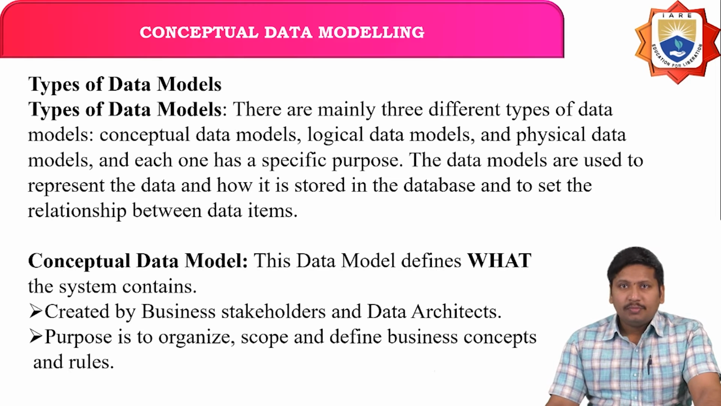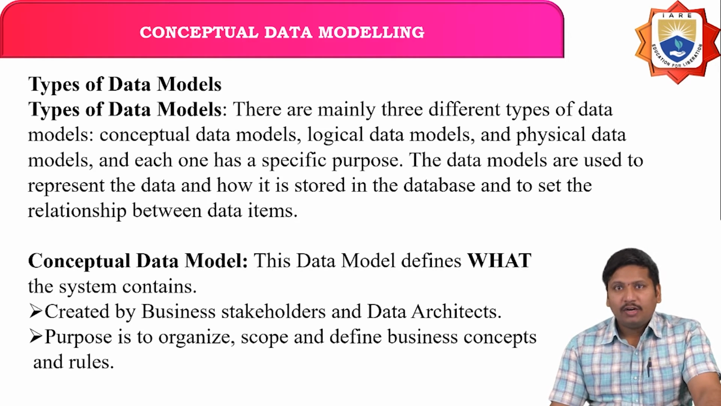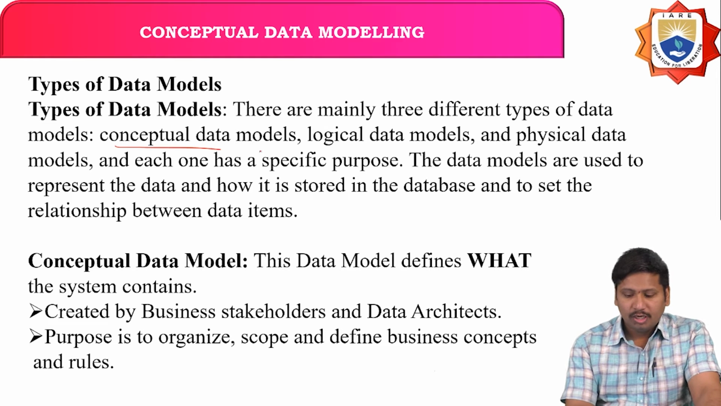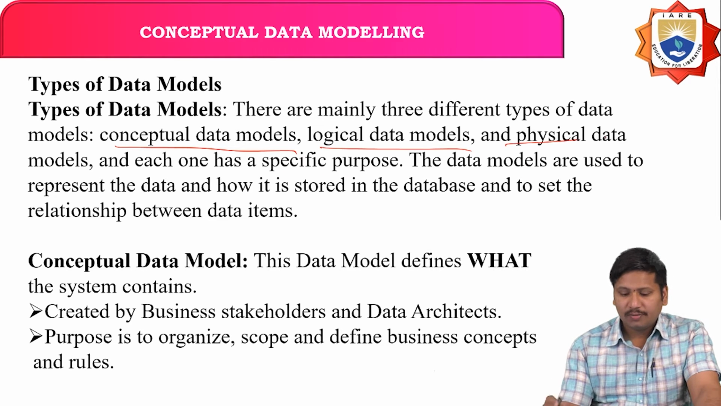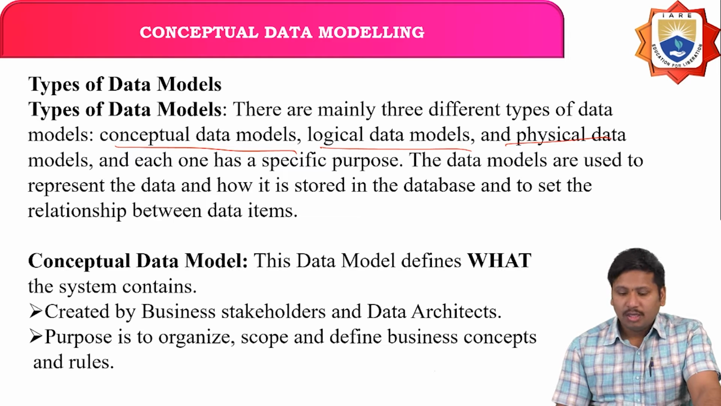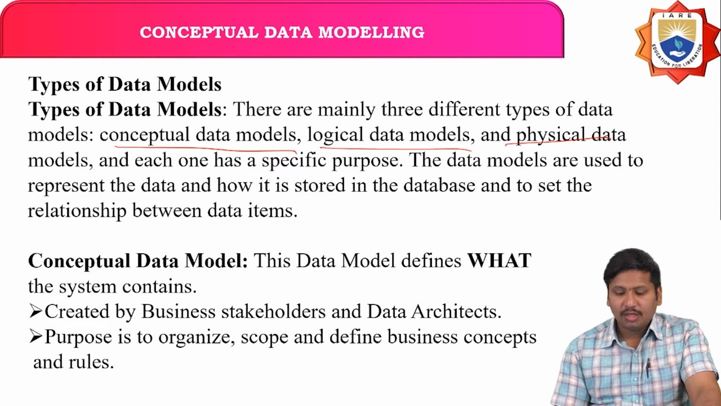So there are different types of data models, as I just said. There are mainly three different types: conceptual data models, logical data models, and physical data models. Each and every model has a specific purpose. These models are mainly used to represent the data, how it is going to be stored in the database, and to make the relationship between the data items. So for that we have data models of different types, and each one has a specific purpose.